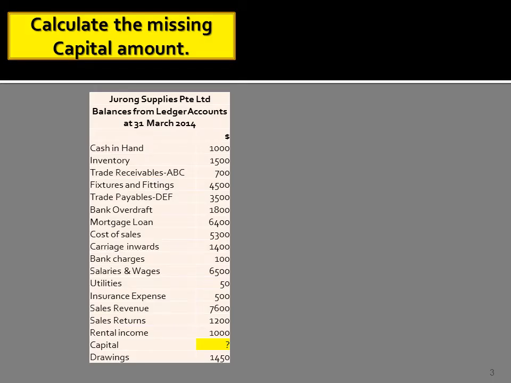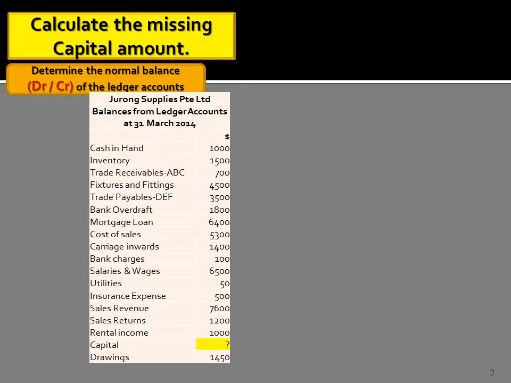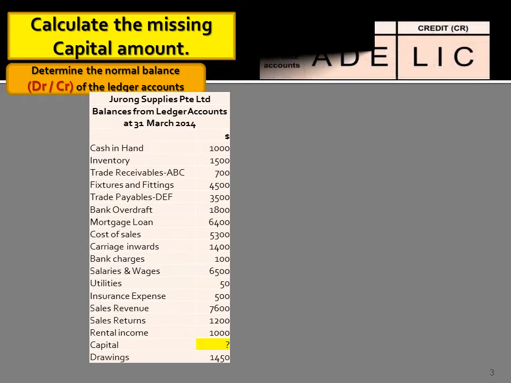In the first part of the question, we are asked to calculate the missing capital amount as shown by the question mark. To do this, we would first need to identify what are the nature of the balances in these ledger accounts. As per the worksheet, we would determine the normal balance of the ledger accounts by referring to the table.